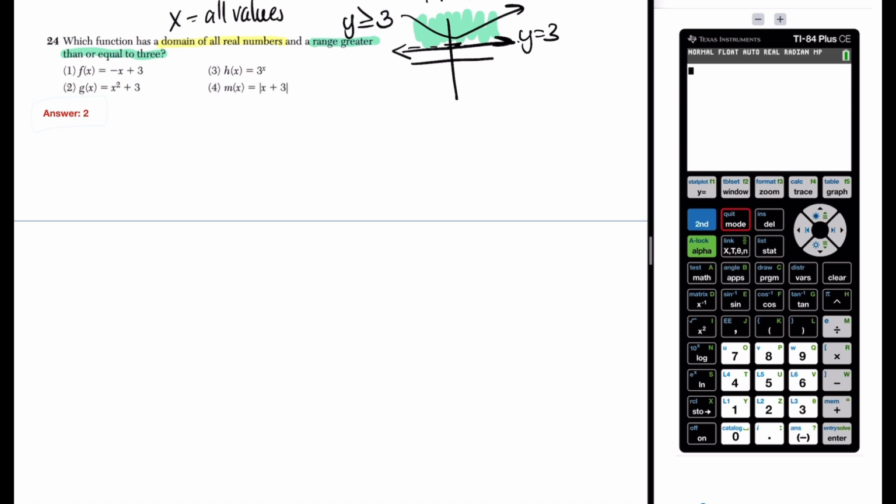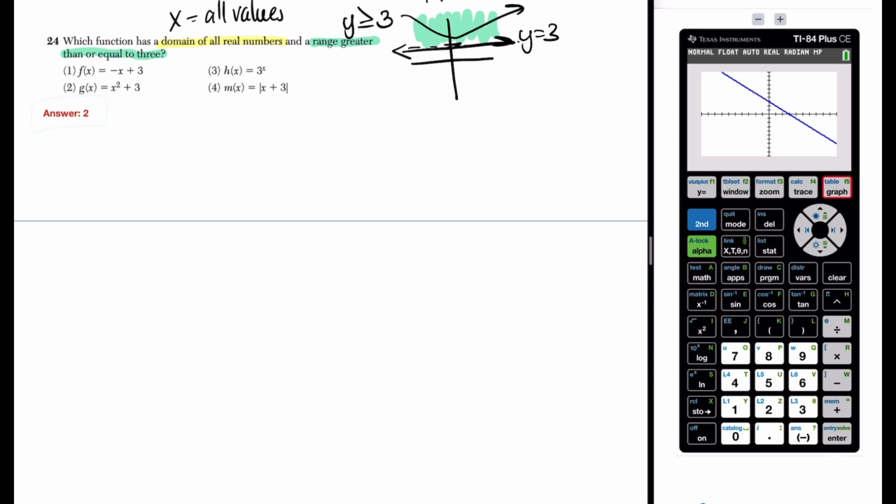All right, so that's what I'm looking for to be true in these functions. So what we're going to do is sketch. Let's look at it in the graphing calculator and sketch them all out. So I'm going to put all of them in here. We'll start with the first one, which is negative x plus 3. And let's look at what that looks like.